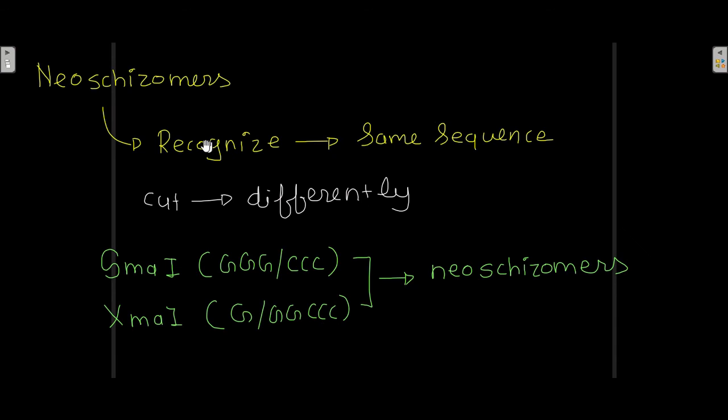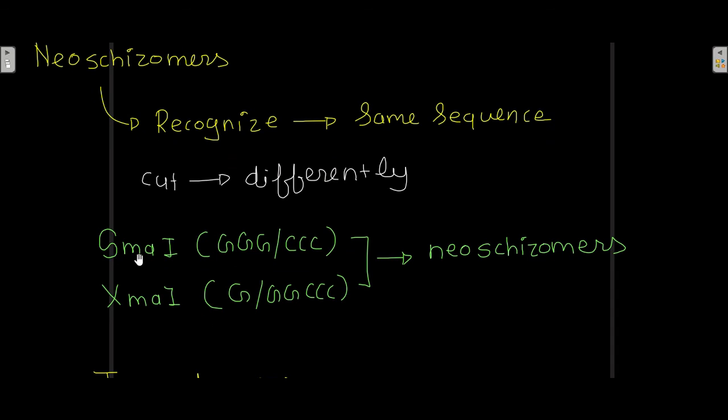Then you have neoschizomers, which recognize the same sequence but cut differently. For example, SmaI and XmaI both recognize GGGCCC, but they cut at different sites. SmaI cuts between G and C, but XmaI cuts between G and G. That is the reason why these two enzymes are known as neoschizomers of each other. They recognize the same sequence, but they cut differently.